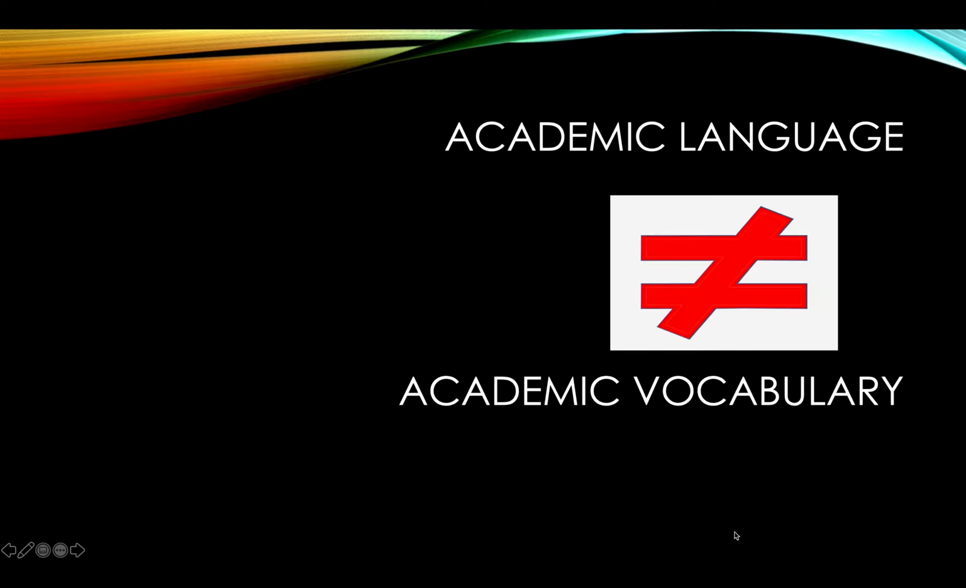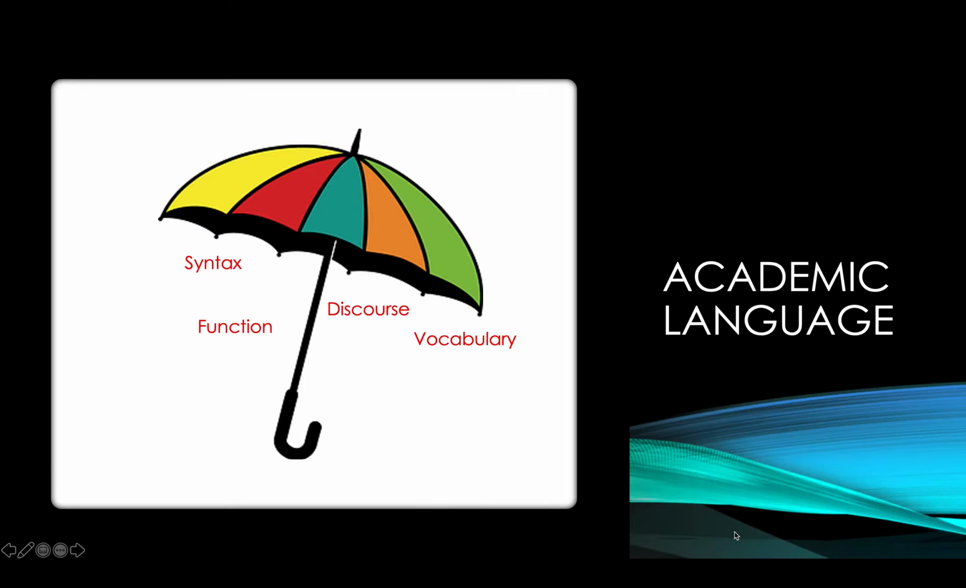So the first thing is that academic language is not academic vocabulary. Those two terms are not interchangeable. Sometimes we mistake that, and I don't want you to mistake that, because academic vocabulary is the vocabulary of your content, and it's very important, but academic language encompasses much more than just vocabulary. It's a larger umbrella, as you'll see here, and it includes these 4 terms. It does include vocabulary. It's absolutely a part of it. But it also includes function, syntax, and discourse.